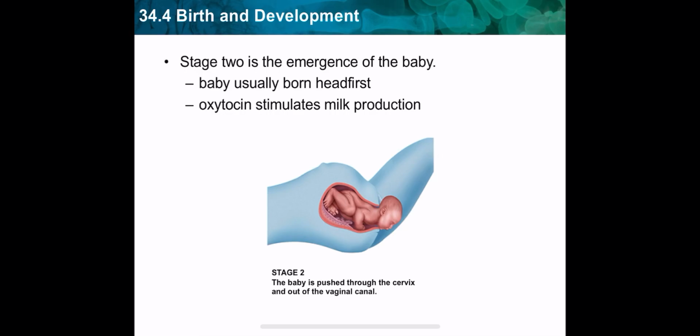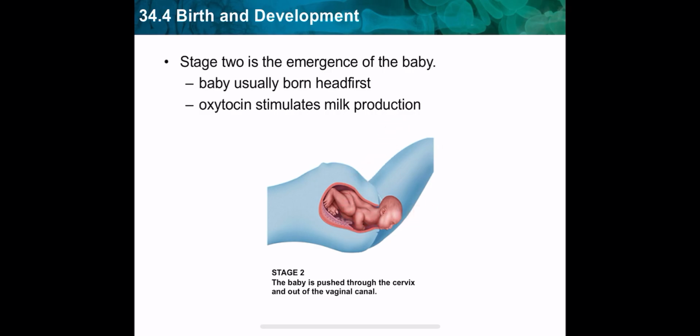Stage 2 is the emergence of the baby. Stage 2 in the normal delivery, if the dilation is okay and the baby can pass, it's head first and then the body. So the baby will move through the opening, head first and then the body. After delivery, oxytocin is a hormone that's secreted to stimulate the milk production, to stimulate breastfeeding.